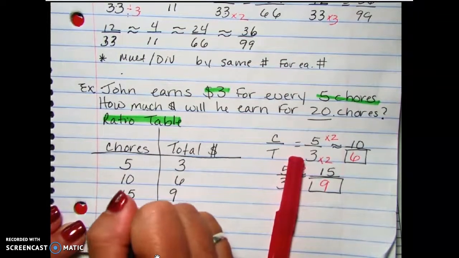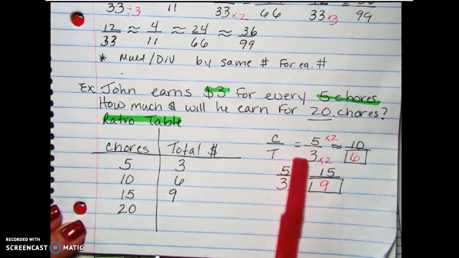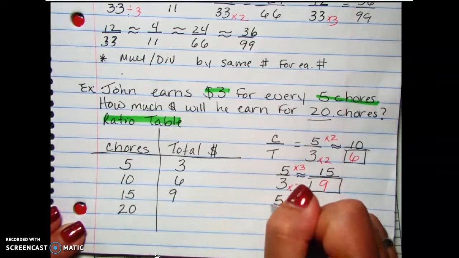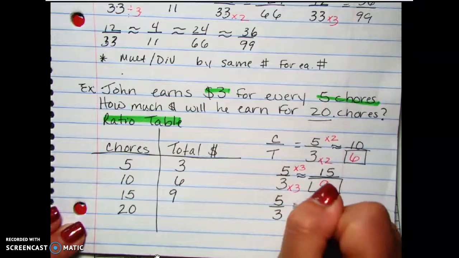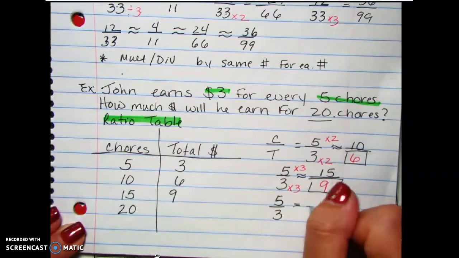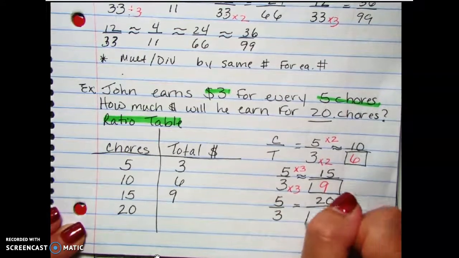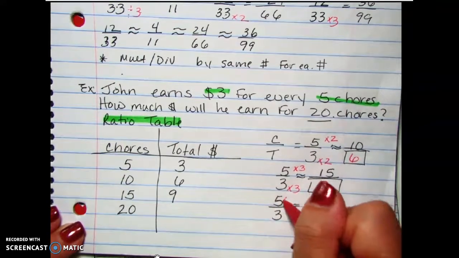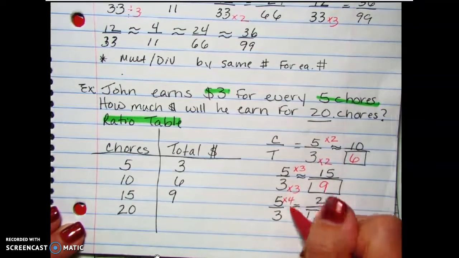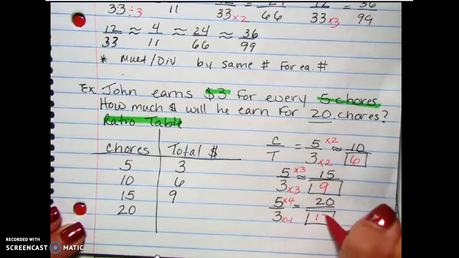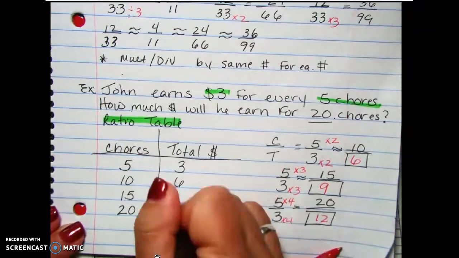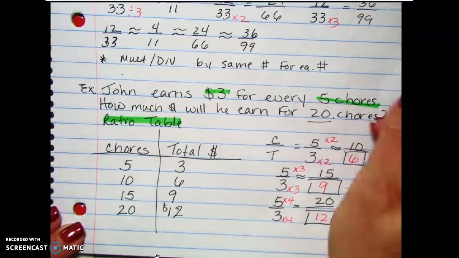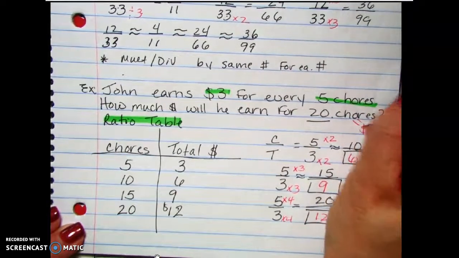Well, now I'm at 20. So I do the same thing. 5 to 3 is going to be equivalent to 20 to some number. So what do I need to do to 5? I have to multiply by 4, and I do both, and I end up with 12. So that would be $12. So my answer is $12.